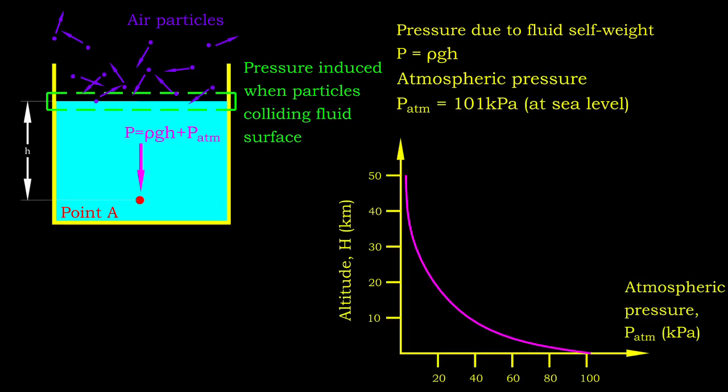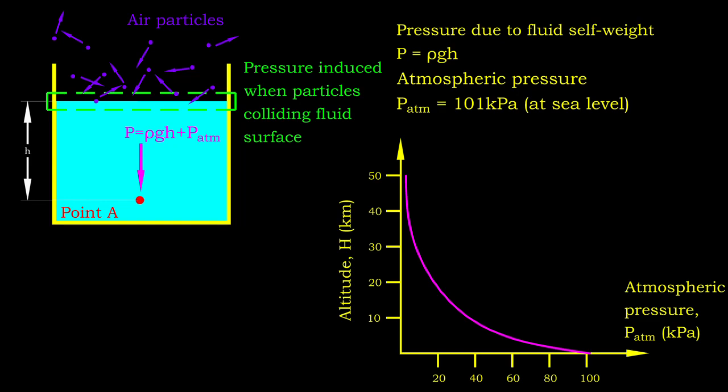Above the fluid surface, we have air, which contains moving particles. When these particles are hitting the surface of fluid, they exert forces on it. These forces then induce pressure on the surface. This pressure is better known as atmospheric pressure. At sea level, it is approximately 101 kPa. The atmospheric pressure varies with altitude, where the greater the altitude, the smaller the pressure.